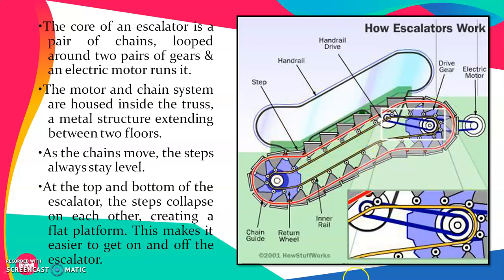The motor and chain system are housed inside the truss, a metal structure extending between two floors. As the chain moves, the steps always stay level. At the top and bottom of the escalator, the steps collapse on each other, creating a flat platform as shown here and here. This makes it easier to get on and off the escalator.